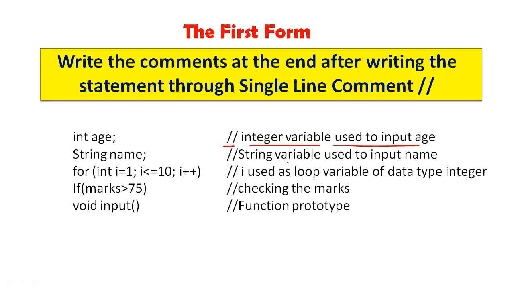Now come to the for loop variable. Variable i is used as loop variable of data type integer. This is a comment. You may write for the loop whether it belongs to for or while. Now for the condition, you may write checking the marks as a comment, and for the function, any type of function, you may write function prototype. In this way, you may write the comments along with the variables.